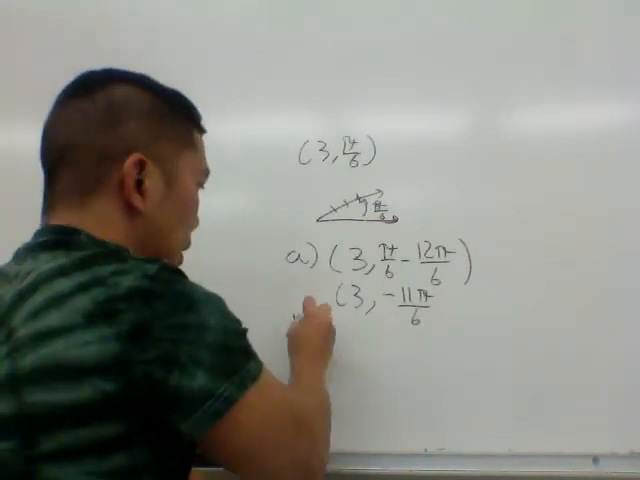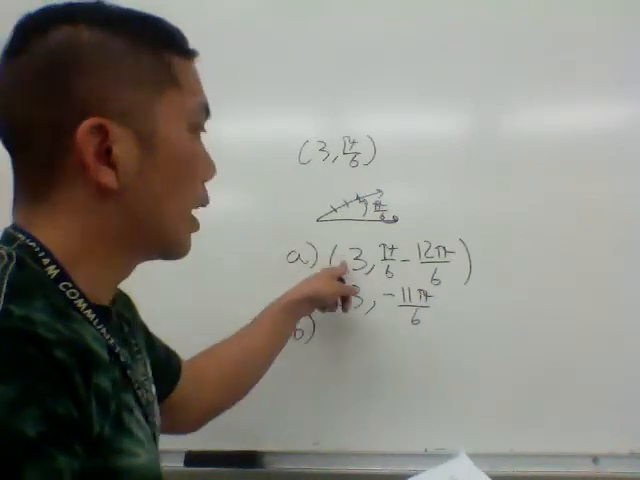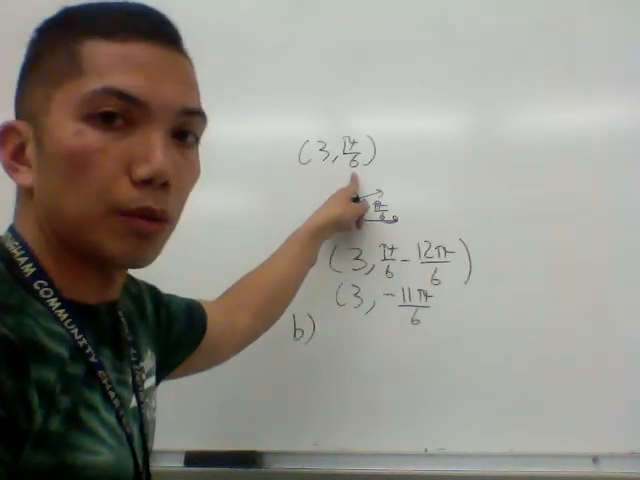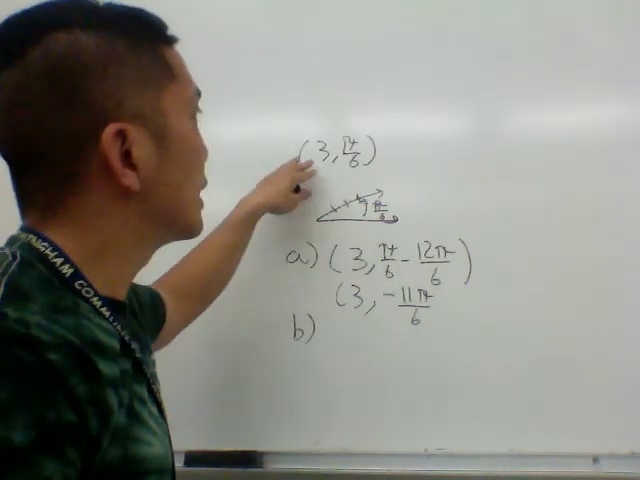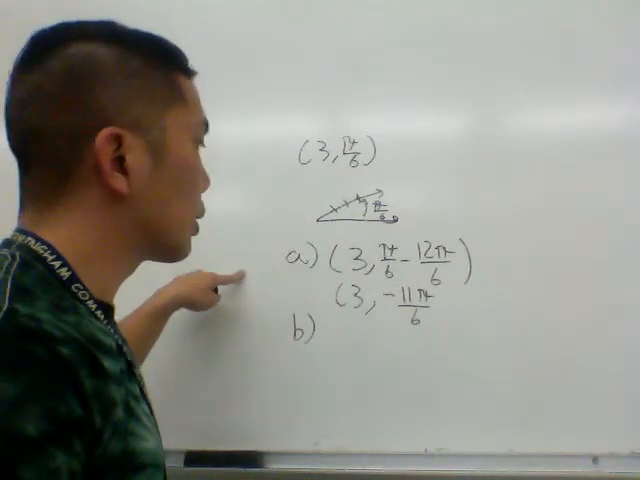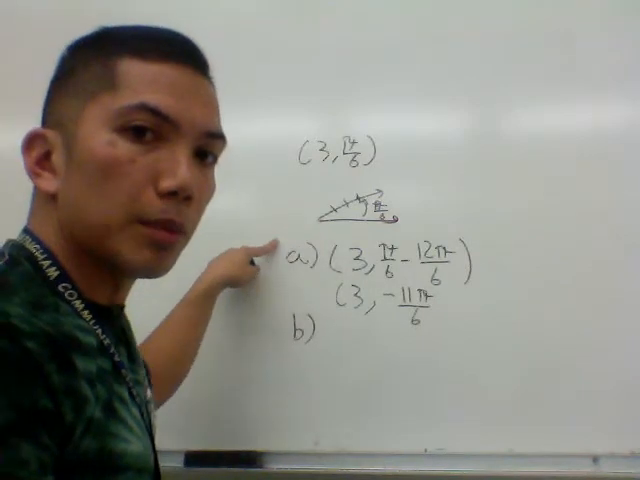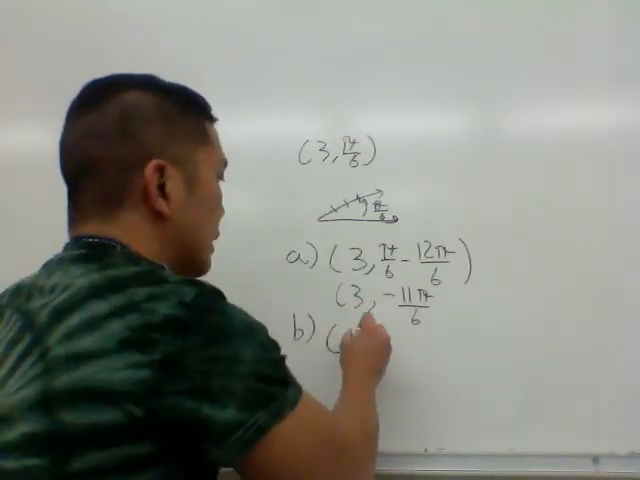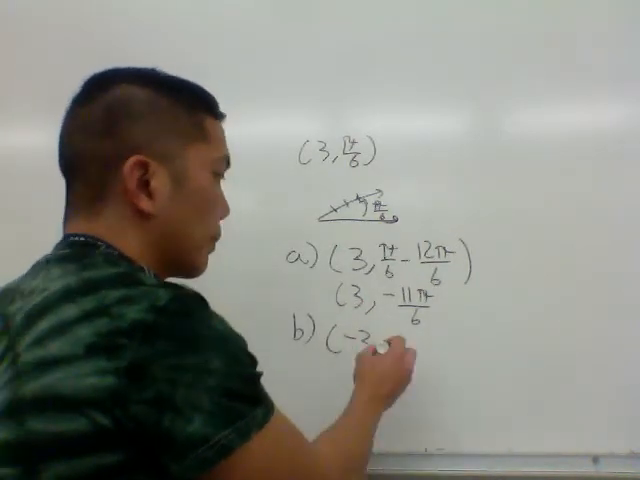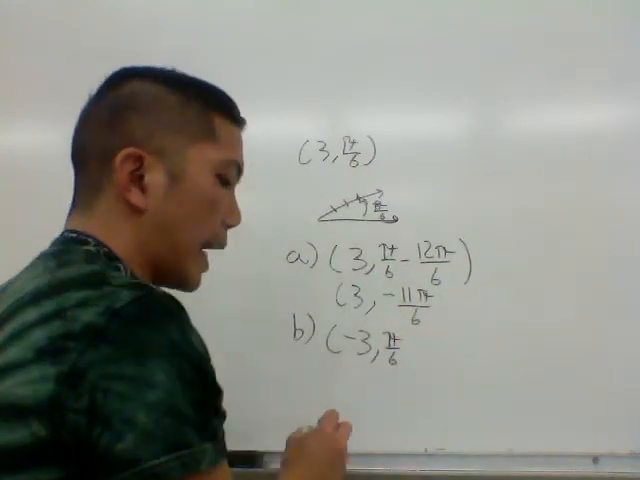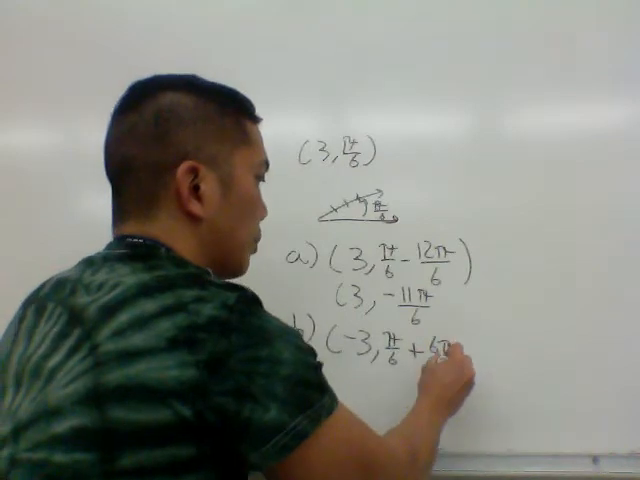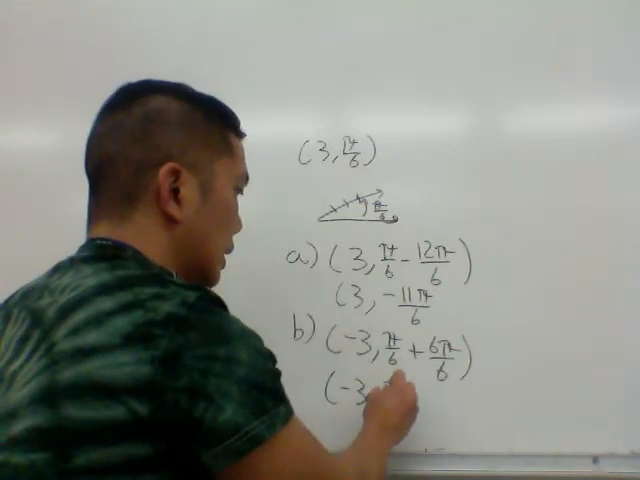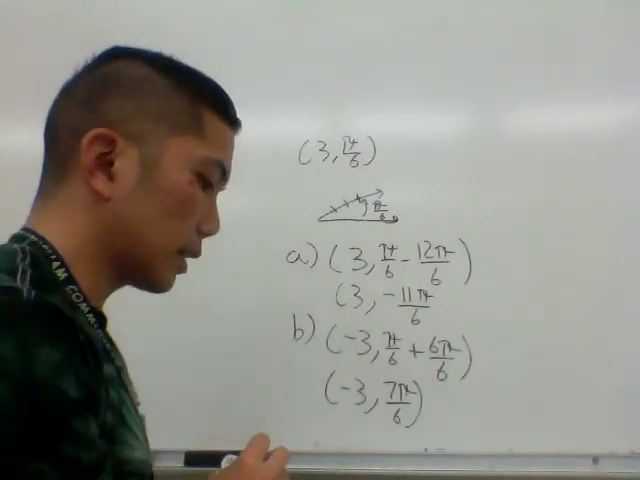For B, I want my r to be negative, and I want my angle to be between 0 and 2 pi. Remember that if r is negative, it really represents the ray that's opposite. To find the ray that's opposite, I just add half a revolution. So for B, r is negative 3, and I am going to add pi, which is 6 pi over 6. So my answer here will be (negative 3, 7 pi over 6).